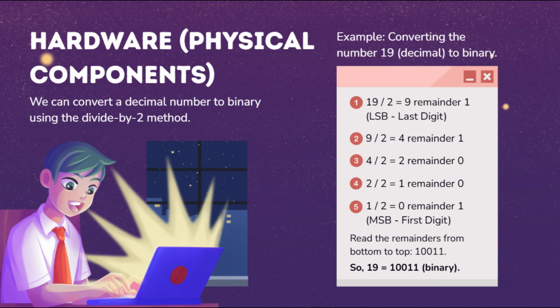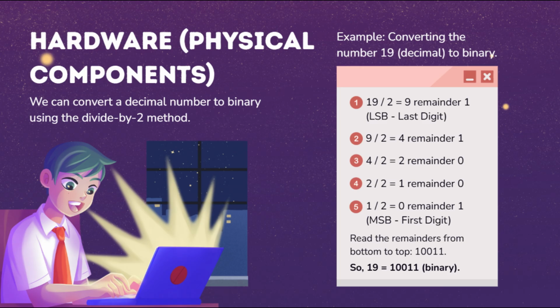9 divided by 2 equals 4, remainder 1. 4 divided by 2 equals 2, remainder 0. 2 divided by 2 equals 1, remainder 0. 1 divided by 2 equals 0, remainder 1, MSB, first digit.